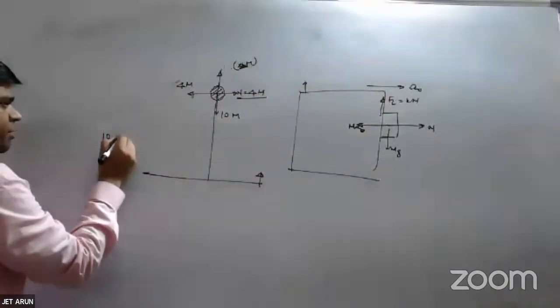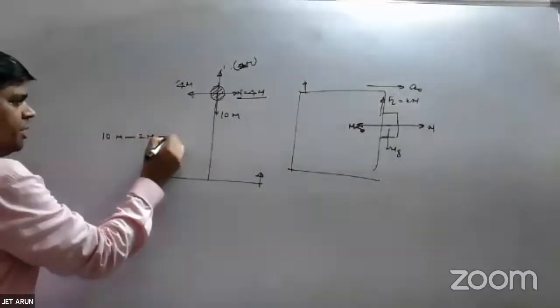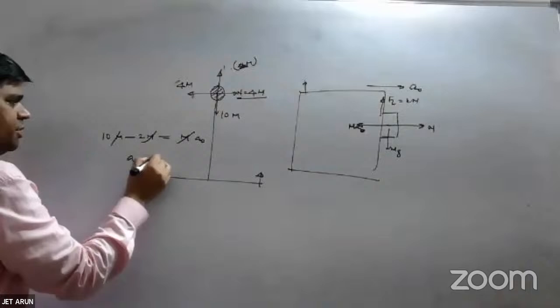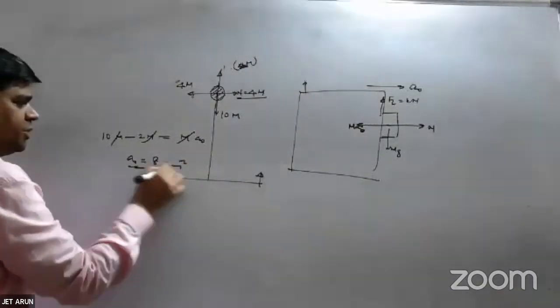So 10m minus 2m is equal to m into acceleration. m gets cancelled out. So acceleration is equal to 8 meters per second square.